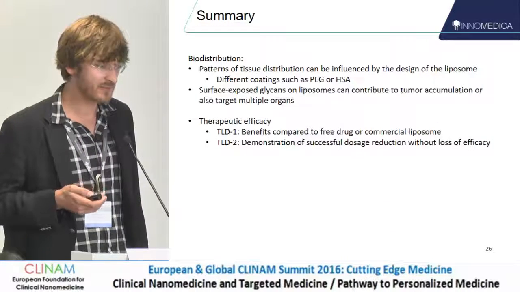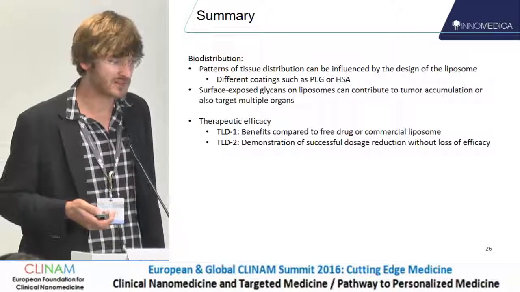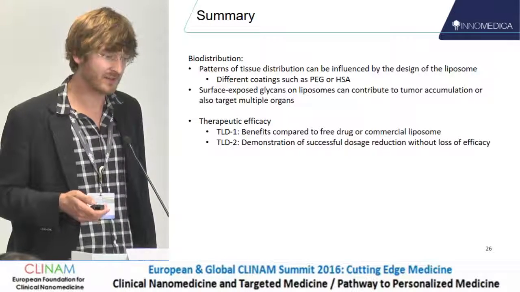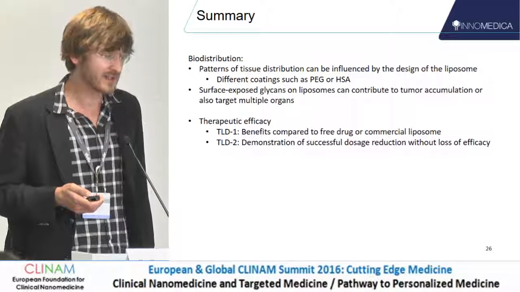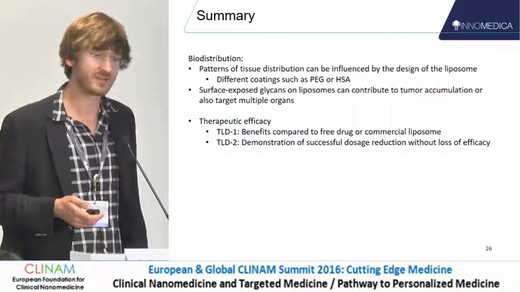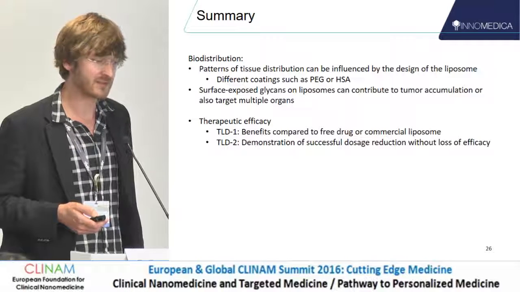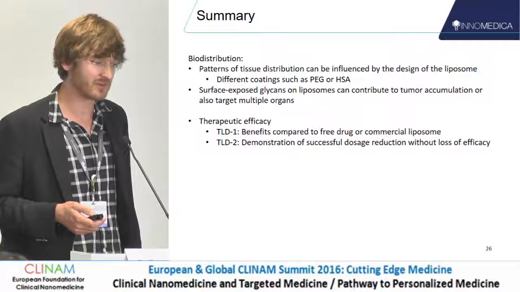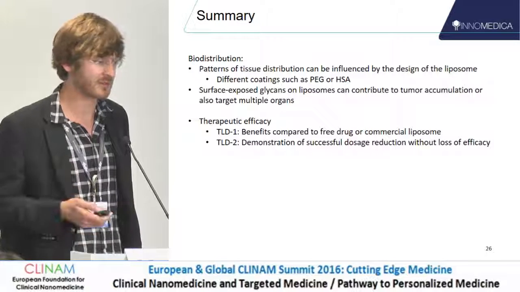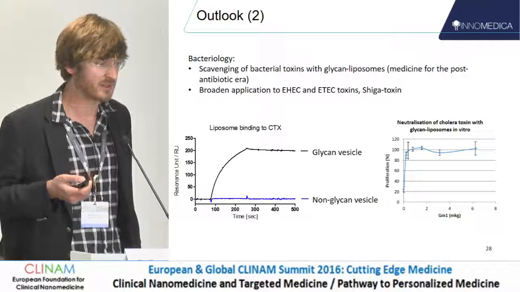So to sum up, biodistributions are quite significantly influenced by using PEG or HSA. Surface modifications by sugars allow for very different biodistribution patterns, and we were able to measure potentially beneficial effects compared to free drug or commercial liposomes, as well as demonstrating first evidence of a successful dose reduction by more than 50% without evident loss of efficacy. However, there was toxicity, which we will address in follow-up experiments.